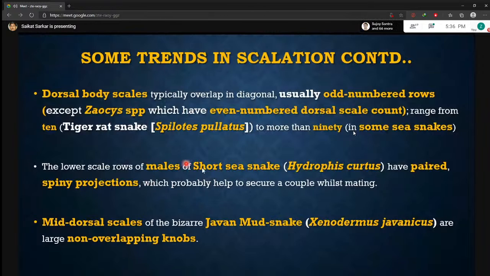The lower scale rows of males of the short sea snake, Hydrophis cartus, have paired spiny projections. I have a picture for that. You'll see.